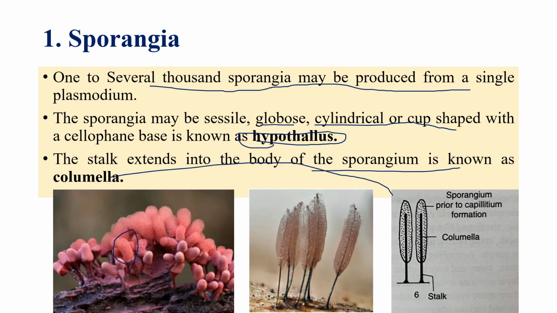To understand this, I have clearly given it here. This is the stalk, right? The initial anchoring structure. In the later stages, this stalk extends and anchors the sporangium. This extended stalk along with the sporangium is known as columella. For your understanding, I have given one microscopic picture also. This is the actual stalk, extending along with the sporangia. This extended stalk along with the sporangia is known as columella. This is also an important feature in the sporangia.